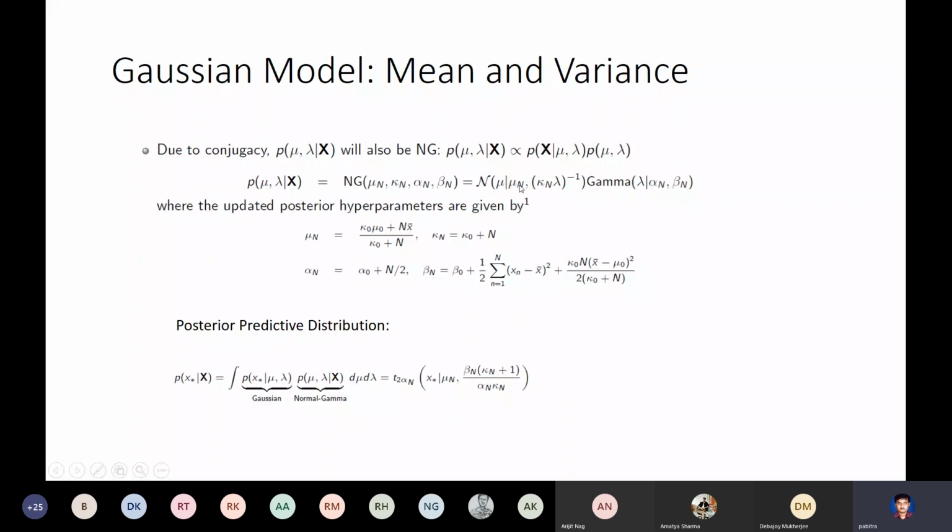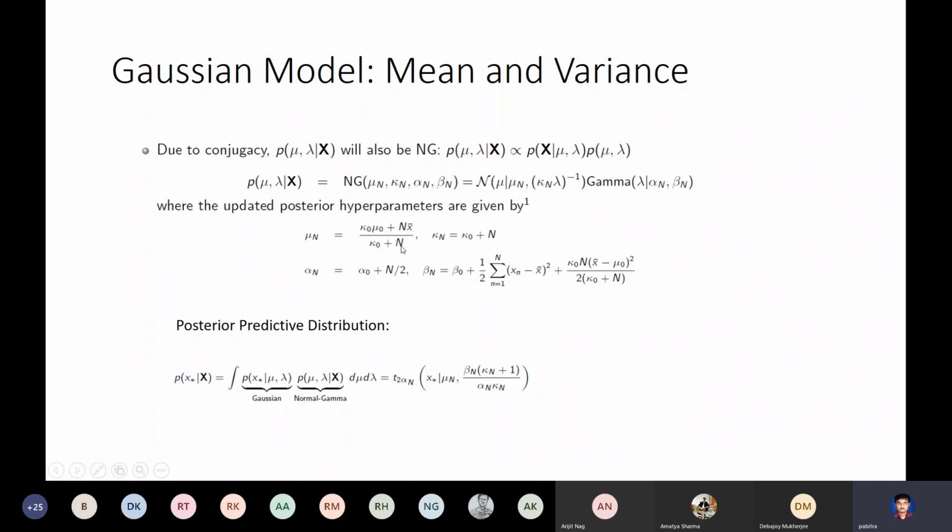Again, algebra you need to work out. I'm not doing it. This is an advanced course. You have to work out the algebra yourself. So mu, lambda rather, given x is a normal gamma, which is a product of a Gaussian and a gamma. And the parameters of the Gaussian and the gamma are these expressions. I leave it here. You can interpret it.